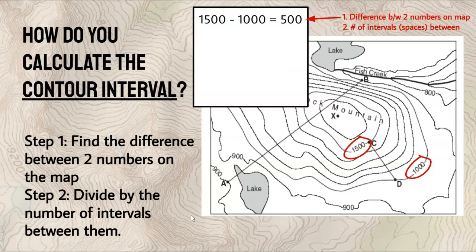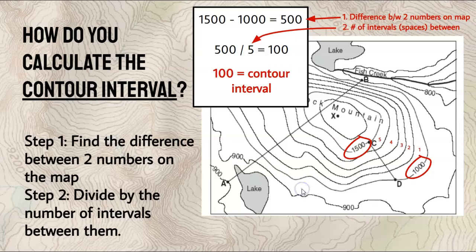Our second step is going to be to divide by the number of intervals between them. Remember, the intervals are the number of spaces. So in this map, we're looking at 1 space, 2, 3, 4, 5. It has 5 intervals. And so when we take our difference in elevation and divide it by how many intervals we have, that gives us our contour interval of 100.